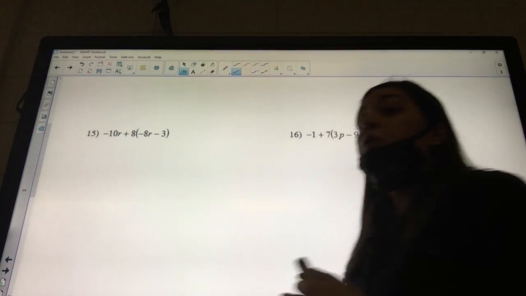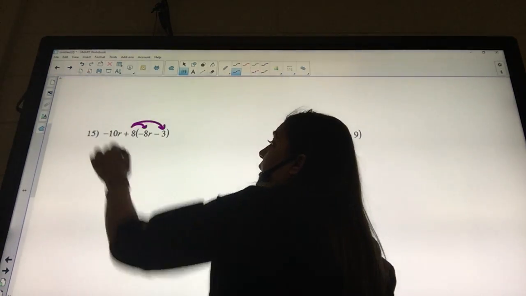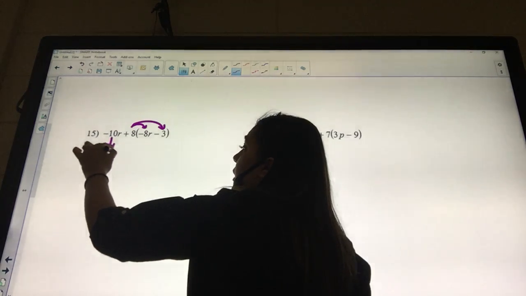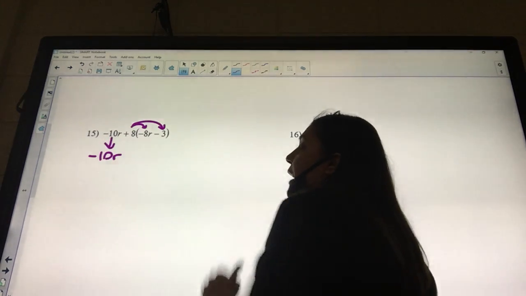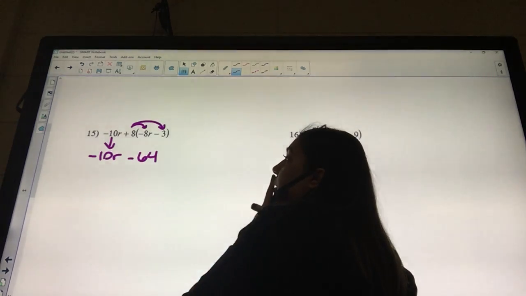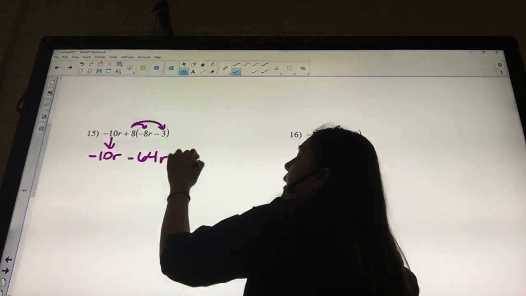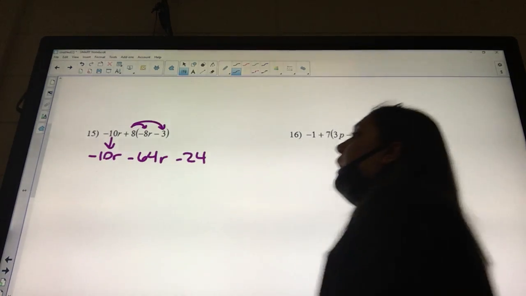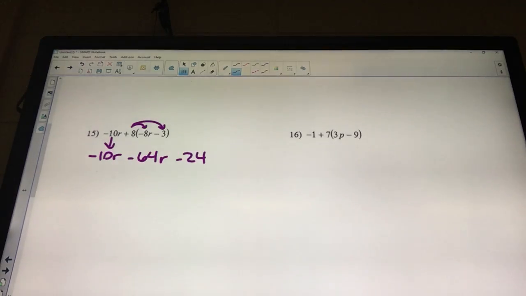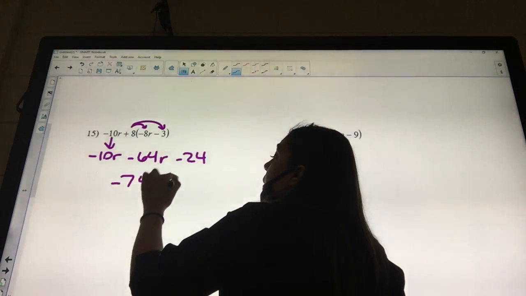Okay, look at 15. We always distribute first. So we're going to need to do this part first. We're going to drop down this negative 10r because we're not doing anything with it yet. 8 times negative 8, negative 64. How many r's? 1. 8 times negative 3, negative 24. How many r's? None. Okay, what can we combine? The r's. So negative 10r and negative 64r is going to give me what? Negative 74r minus 24.